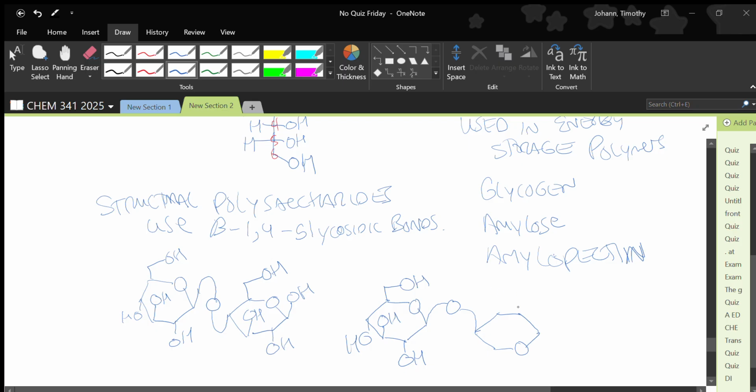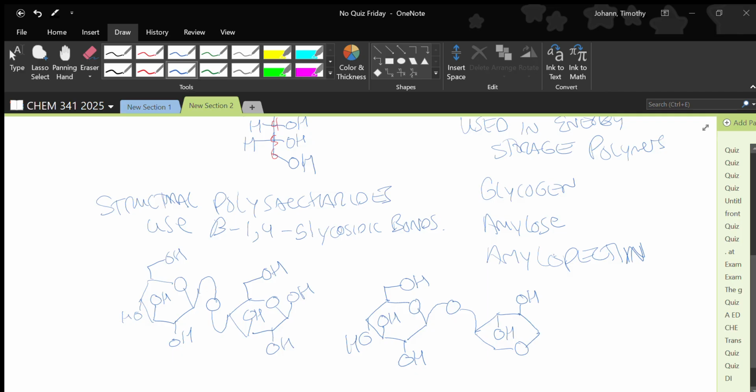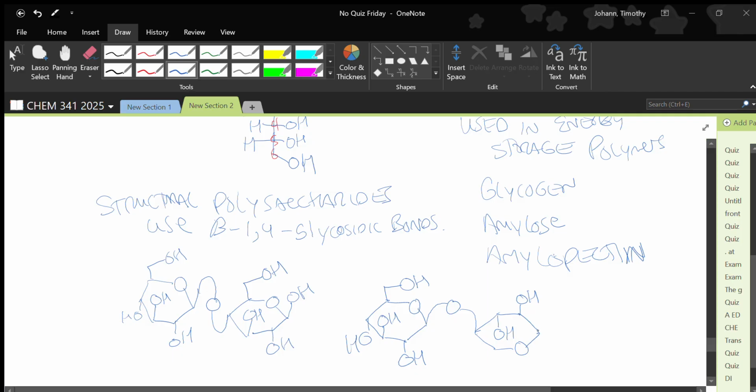Can you also draw it in a staggered kind of way, with one higher than the other? Yes, you could. So you're saying, could you do this? Like, yeah. Yes. Okay.